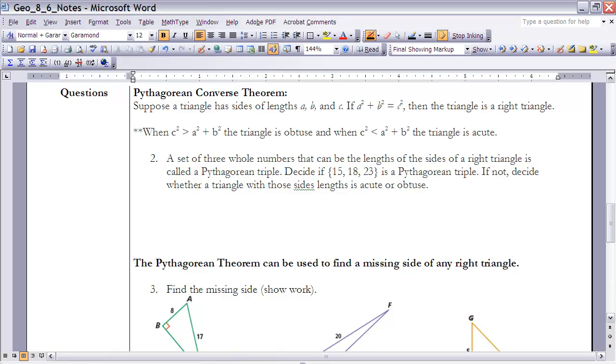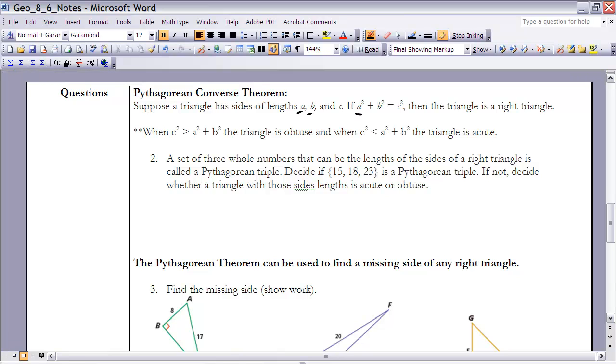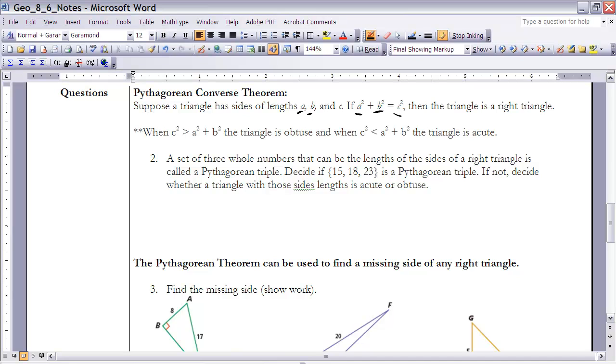So we know if we have a right triangle, a squared plus b squared equals c squared. Well, what if we have a squared plus b squared equals c squared? Does that give us a right triangle? Well, the converse to the Pythagorean theorem says yes, that's true. So anytime I have three numbers and I'm trying to figure out if those three numbers would be side lengths of a right triangle, I take the two shorter ones and square them and add them up, so the a squared and the b squared, and see if they equal the longer side squared. If they do, then I know I have a right triangle.